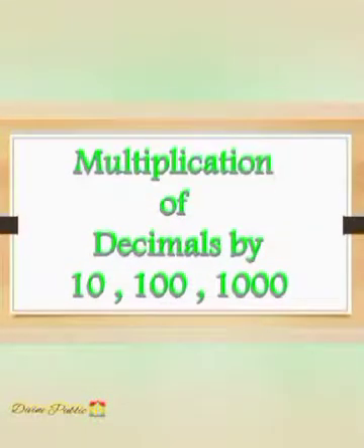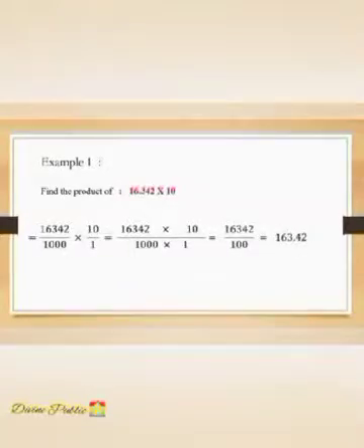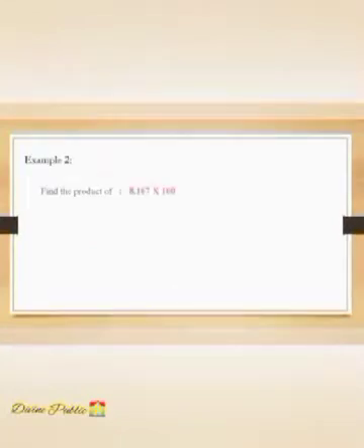Multiplication of decimals by 10, 100 and 1000. Example 1. Find the product of 16.342 multiplied by 10. Dear students, firstly we will write 16.342 as a decimal fraction. After that, we will multiply the numerator by 10, and after multiplication we will get 16,342 upon 100, that is 163.42.